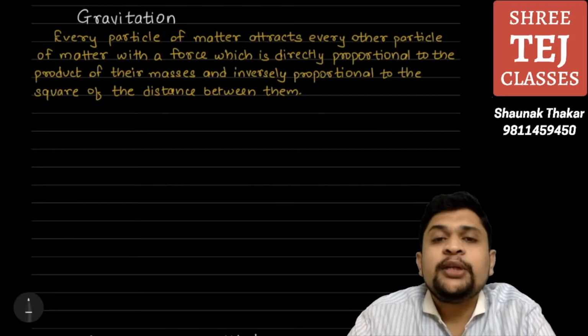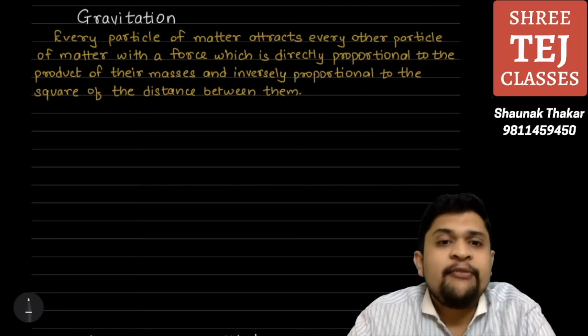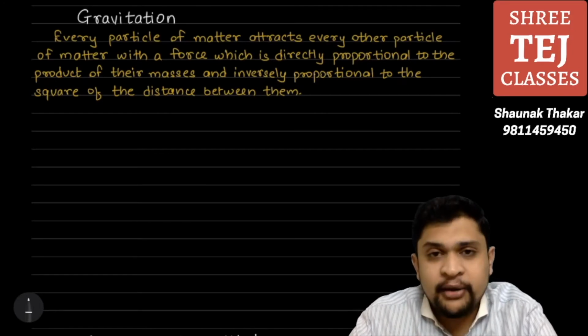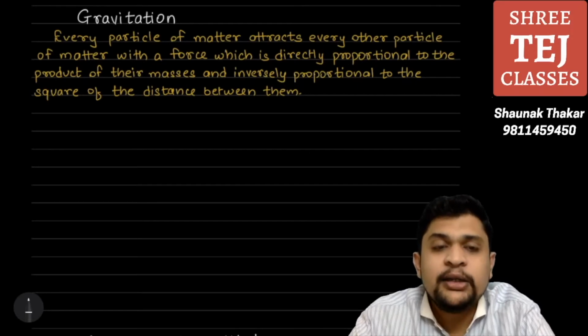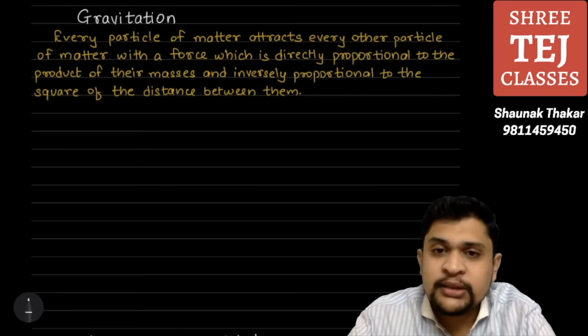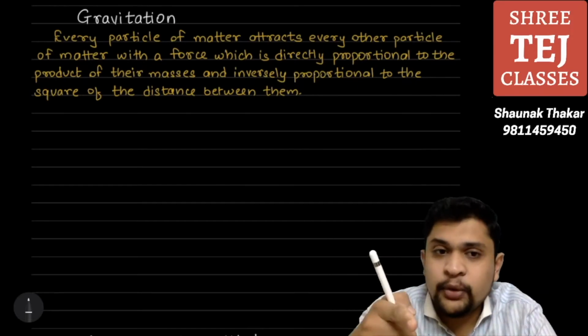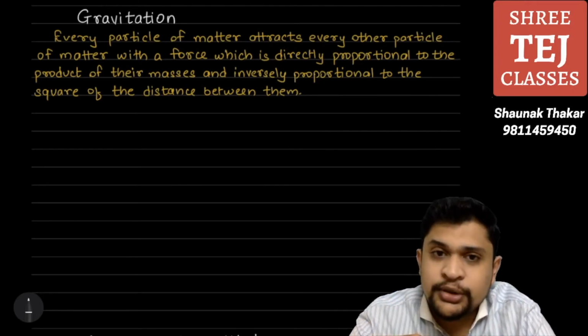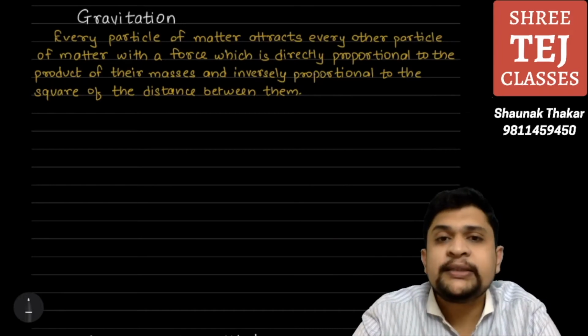So according to the universal law of gravitation, every particle of matter attracts every other particle of matter with a force which is directly proportional to the product of their masses and inversely proportional to the square of the distance between them.